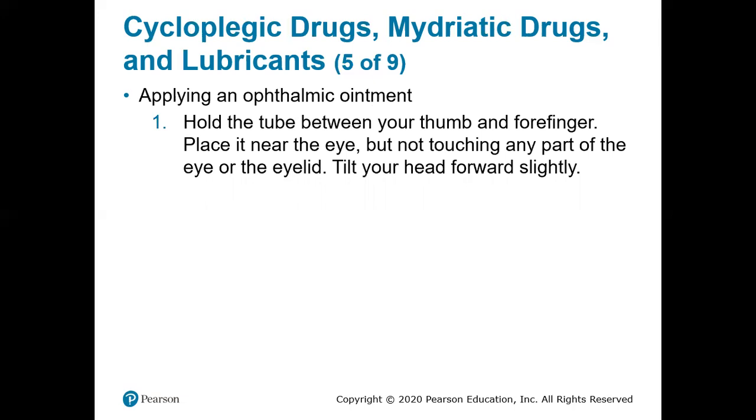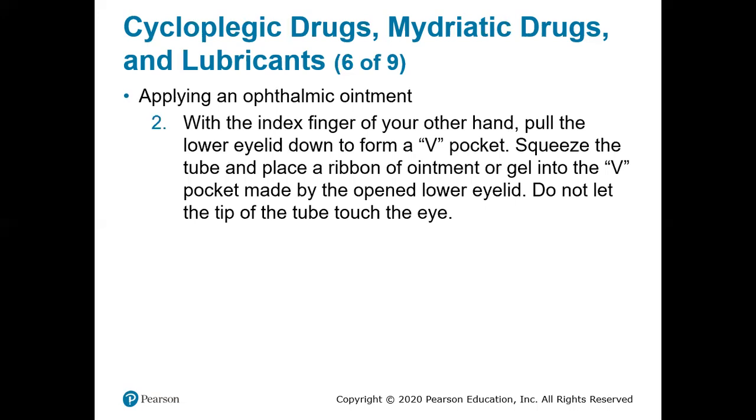Applying ophthalmic ointment. This is Procedure 25-2 on page 387. So 1, hold the tube between your thumb and forefinger. Place it near the eye, but not touching any part of the eye or the eyelid. Tilt your head forward slightly. 2, with the index finger of your other hand, pull the lower eyelid down to form a V pocket. Squeeze the tube and place a ribbon of ointment or gel into the V pocket made by the opened lower eyelid. Do not let the tip of the tube touch the eye, or the eyelid for that matter.